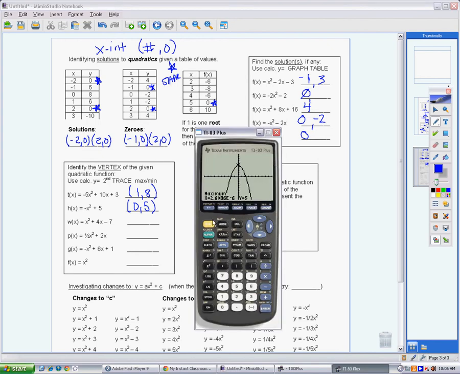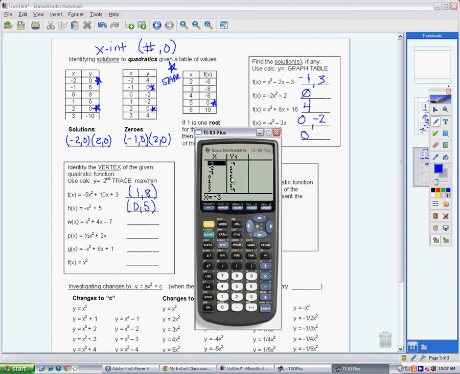You can also use your table to find the vertex. What I like to do is I like to look for the symmetry. I like to look for the points that mirror each other. So like -4 and -4 mirror each other, 1 and 1 mirror each other, 4 and 4 mirror each other. And then the one in the middle, that's the vertex. And you can see it's 0, 5. So we can confirm the vertex is 0, 5.